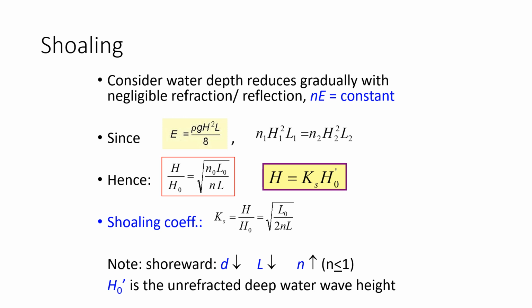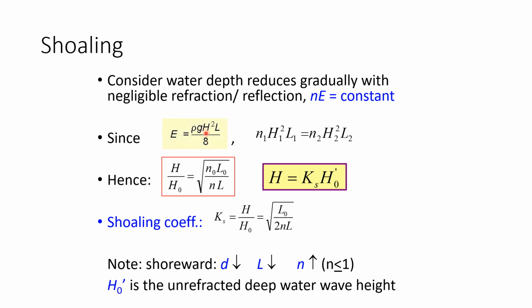So recall that the wave power P equals a constant, and since the wave period T is also a constant, N times E should always be a constant. We have learned previously from the topic on wave mechanics that the wave energy E can be given by this expression. So if NE is a constant, we can write NE at one location is always the same as NE at another location when the wave moves.